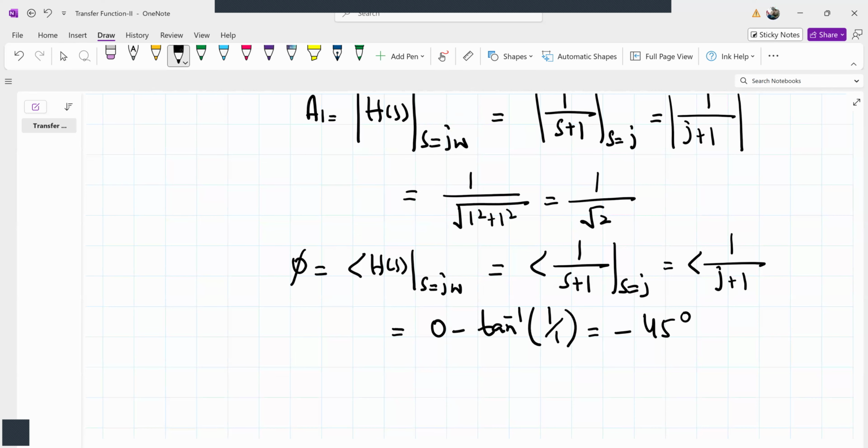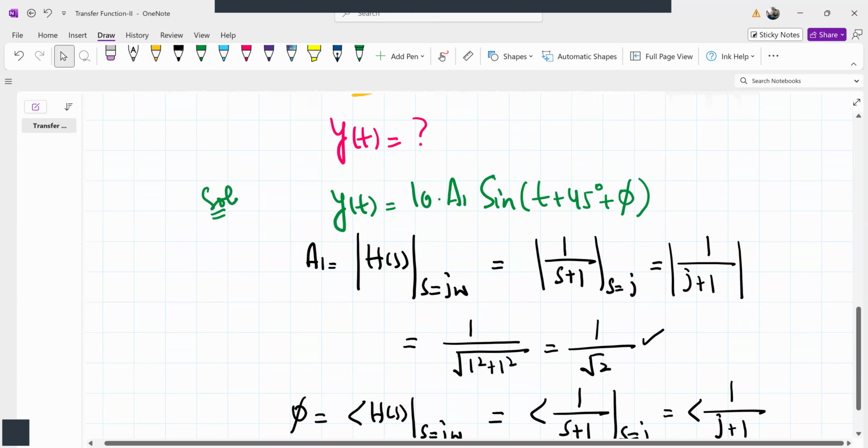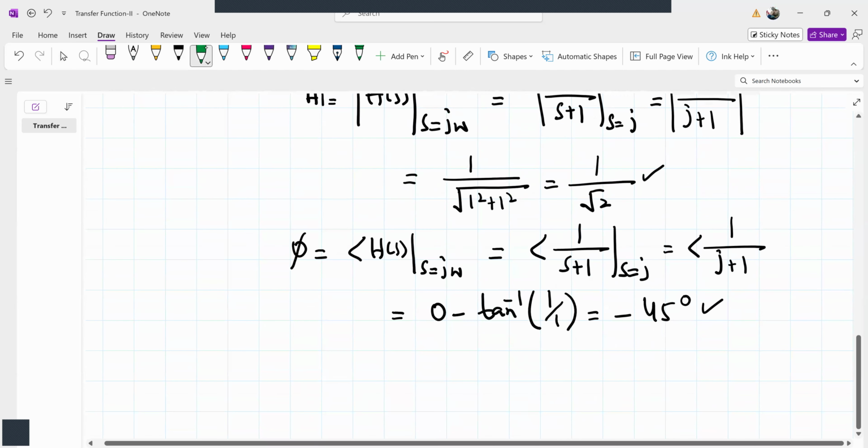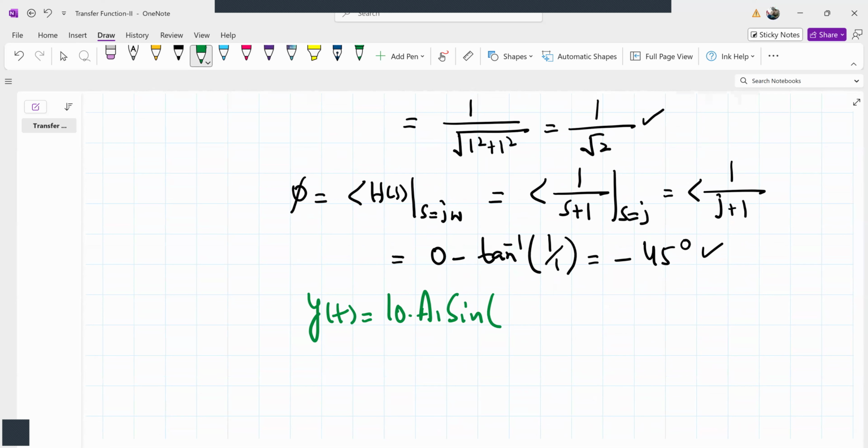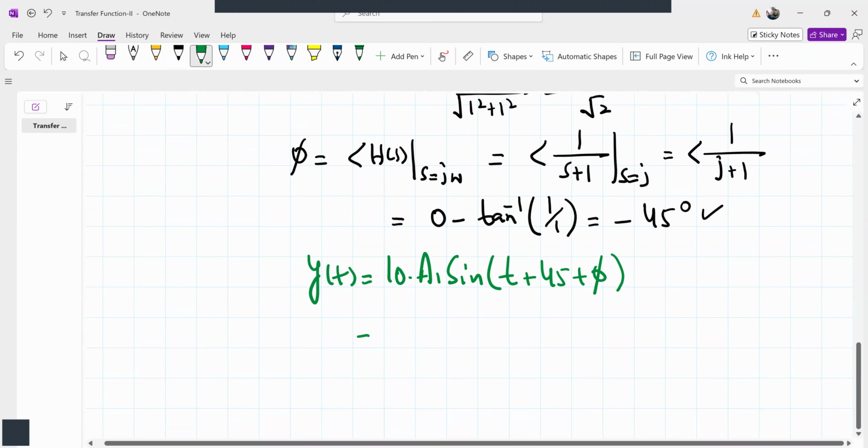So substituting the values of A1 and phi, we will get the output. Output y of t is simply equal to 10 times A1 sine of omega t, where omega is 1, 45 degrees plus phi. So substituting the value of A1 as 1 by under root 2.